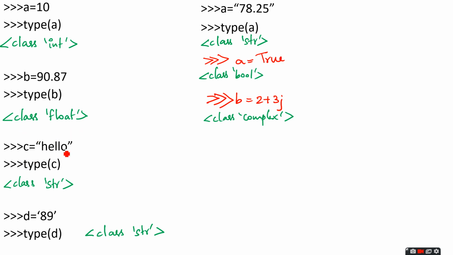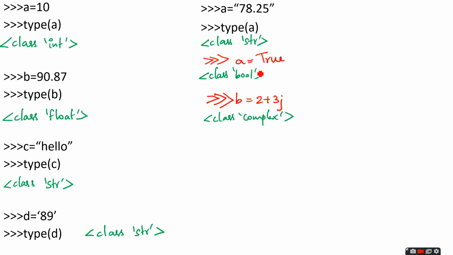Now c = "hello". Hello is a string, so type of c is also string, represented as str. Now d = '89'. It is represented in single quotes. Any value or set of characters represented in single quotes, double quotes, or triple quotes is known as a string, and it is represented as str. So it is a string. Now "78.25" inside double quotes. So it is not a floating point number, it is a string.